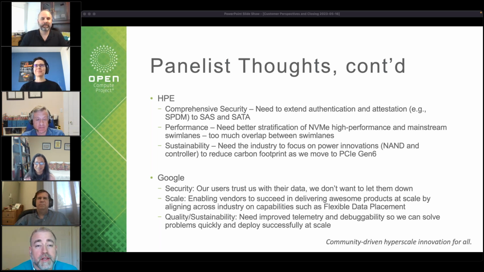On security, it continues to be an area of focus year over year for us. We don't take the trust our users are putting in us lightly, and we're continuing to invest in the area, and you'll see us continue to do that year over year. On scale, I think scale brings unique problems and challenges. We're working with our vendors to deliver awesome products. Part of that is aligning across the industry on requirements for things like flexible data placement. We have enough challenges at scale without making everybody implement everything 11 different ways. I think that's a theme multiple people have mentioned.